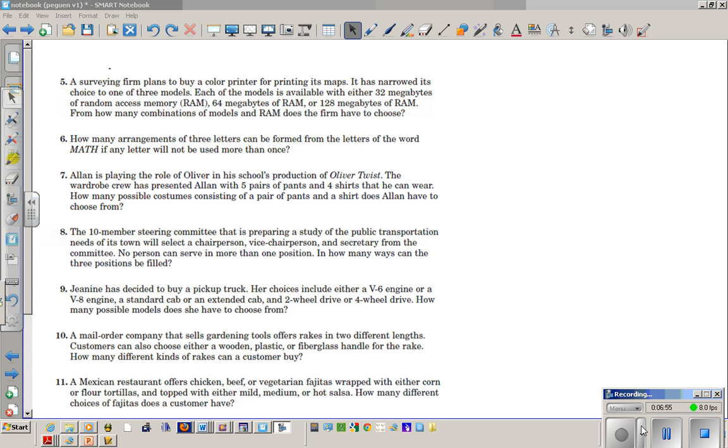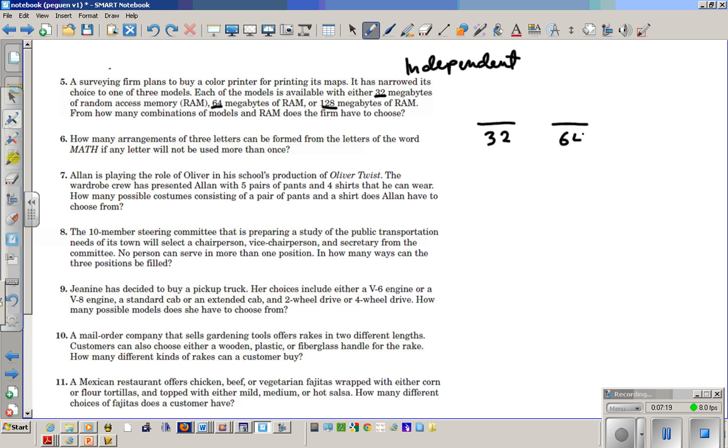All right, so this is going to be an independent situation. It's independent because each bucket is separate. You have the 64 bucket, the 32 bucket, and the 128 bucket. So they're all separate, so it's independent. So we have 3 of them: the 32, 64, and the 128.